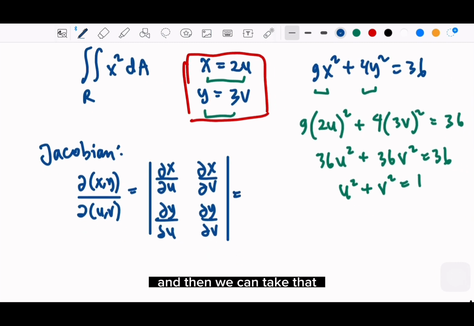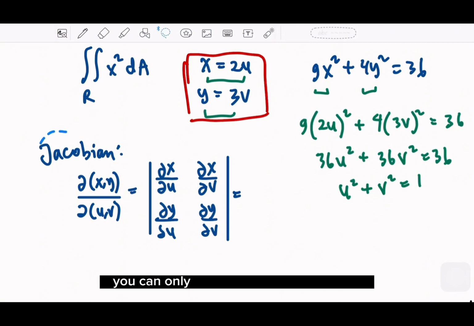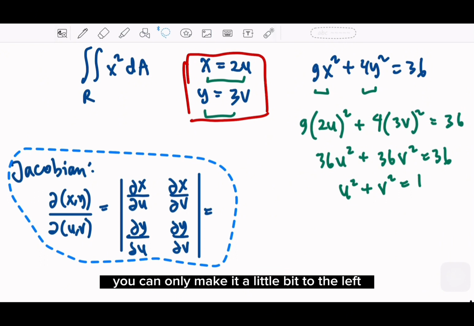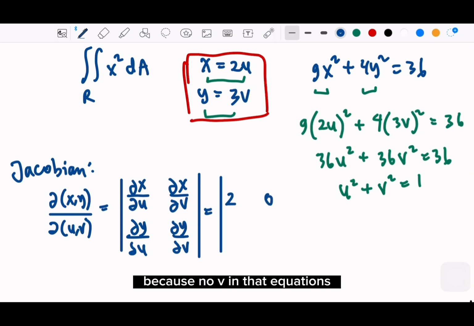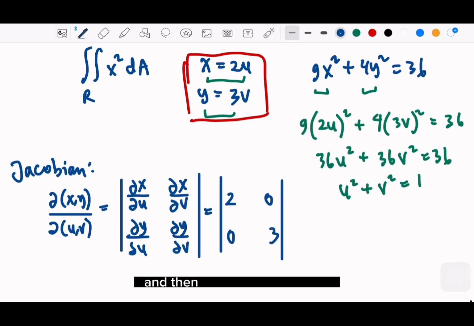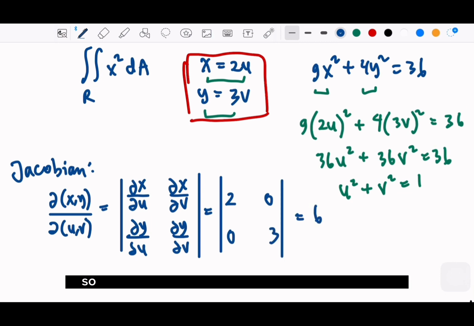And then we can take that. Gonna maybe make it a little bit to the left. So del x del u, it's 2. And then del x del v, it's 0 because there's no v in that equation. Del y del u is 0, and del y del v is 3. Okay. And then take the determinant, this is equal to 6. So the Jacobian of the transformation is the constant 6. Okay.